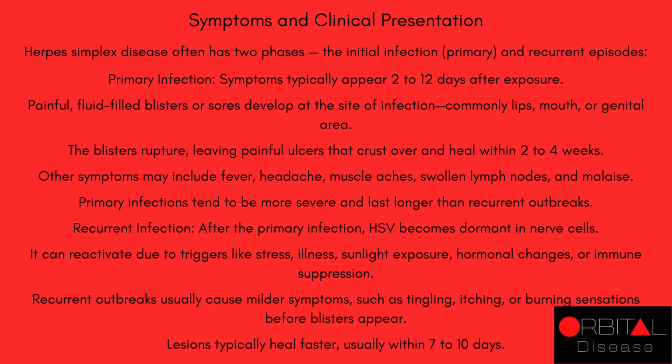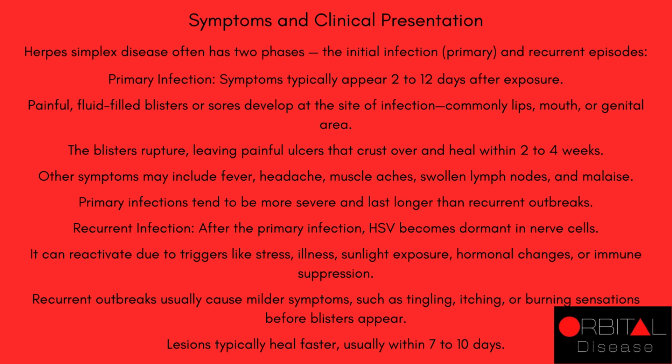Primary infection. Symptoms typically appear 2 to 12 days after exposure. Painful, fluid-filled blisters or sores develop at the site of infection, commonly lips, mouth, or genital area. The blisters rupture, leaving painful ulcers that crust over and heal within 2 to 4 weeks. Other symptoms may include fever, headache, muscle aches, swollen lymph nodes, and malaise. Primary infections tend to be more severe and last longer than recurrent outbreaks.